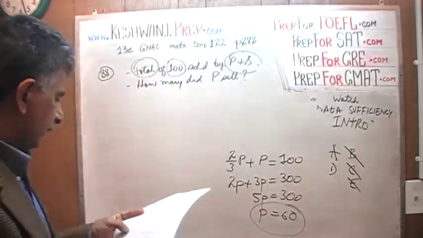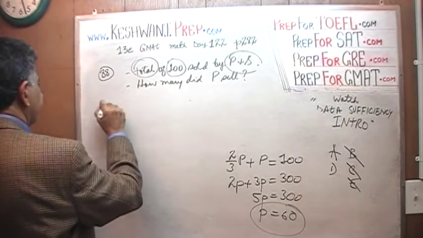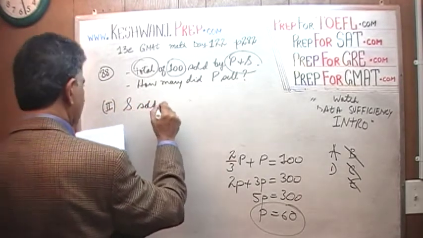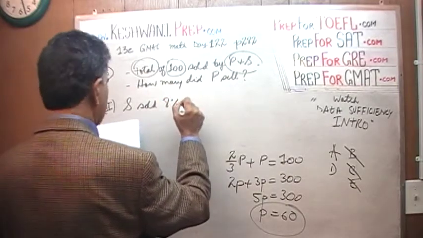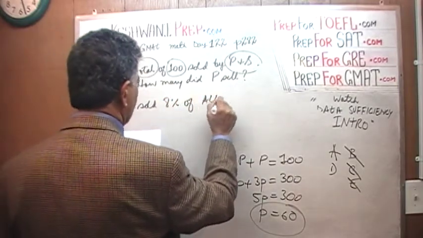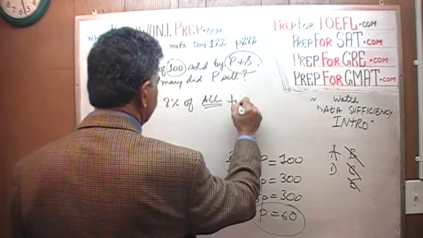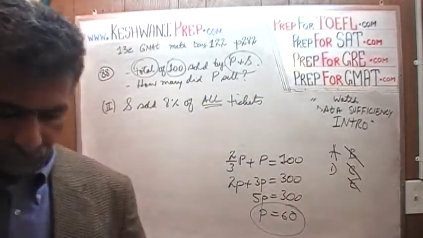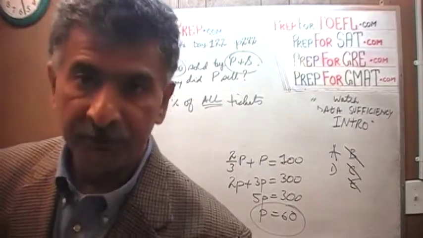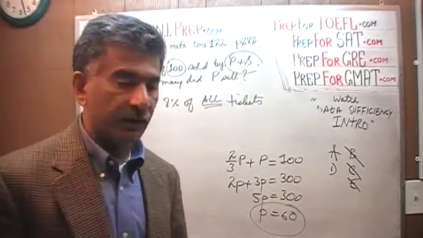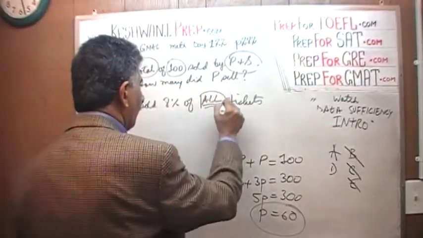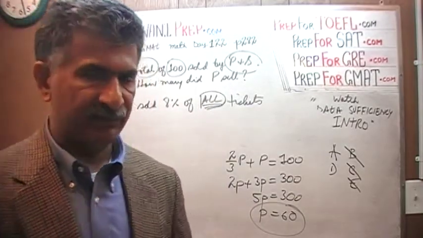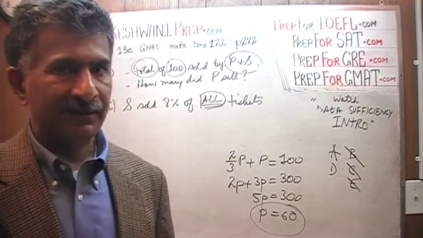In the second statement they tell us that S sold 8% of all tickets. It's very important that we pay attention to the details, we pay attention to the wording. It is 8% of all the tickets, not just the tickets sold by P and S, because that wouldn't make any sense here. Why?